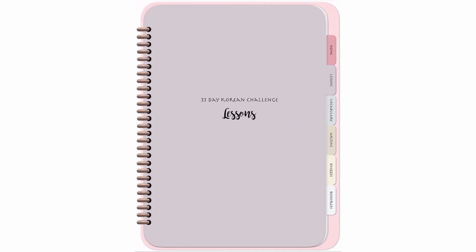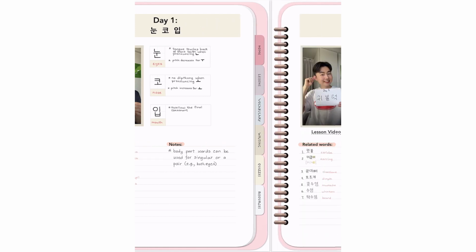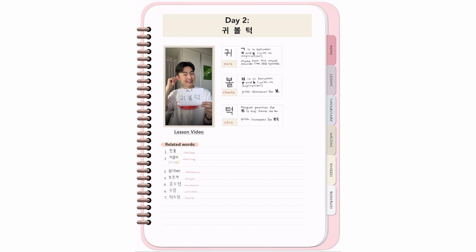Let's look at one of my pages in the Lessons section. In this course, we have short daily lessons, so here's day 1. You can see that I've written the new words I'm learning with their definitions and notes to help me with pronunciation. I've also listed some related words and additional notes at the bottom. When I'm ready, I can flip right to day 2. Since this is a 33-day Korean challenge, I'll have a total of 33 lesson pages in this section. I've also added a link that will take me directly to the day's video lesson so I can easily access it when I'm reviewing in the future.